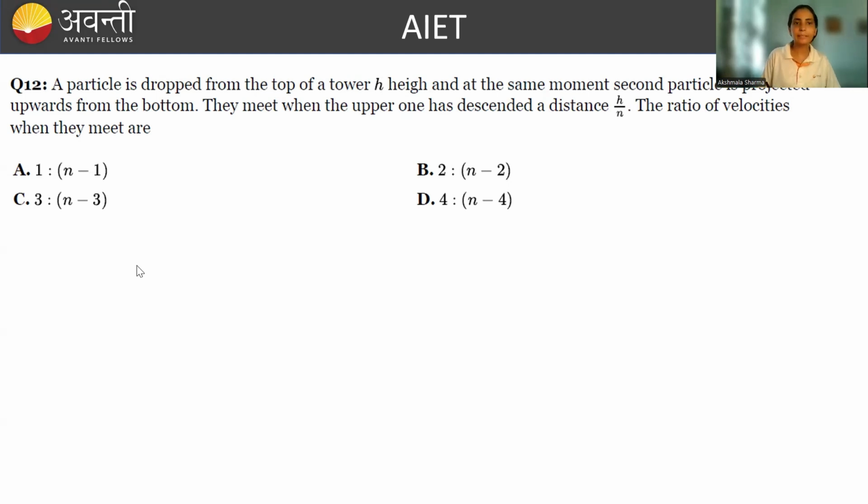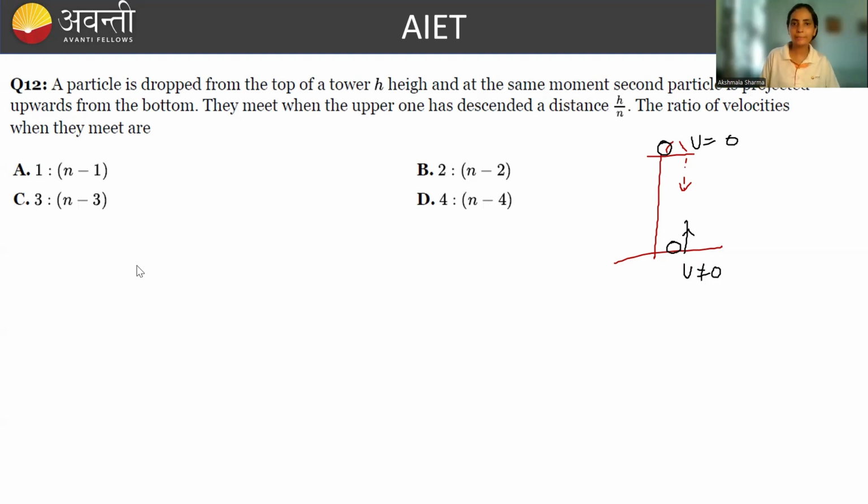Then solve this question. There is a particle and it is getting dropped from the top of a tower of height h. So let's draw a tower of height h. From here it is getting dropped, right? And at the same moment, a second particle is being thrown up from the bottom. So one is coming down and another at the same time is getting thrown up. When you drop things, the initial velocity has to be 0, and when you throw something upward, its initial velocity cannot be 0.